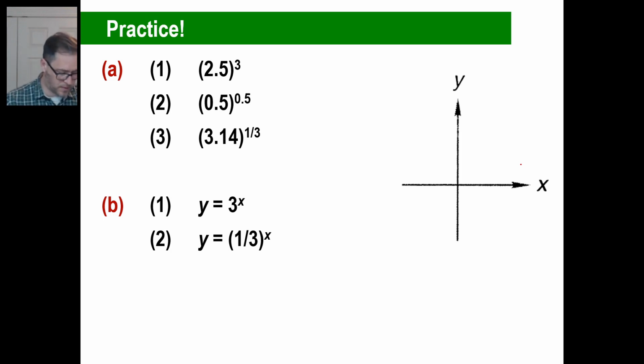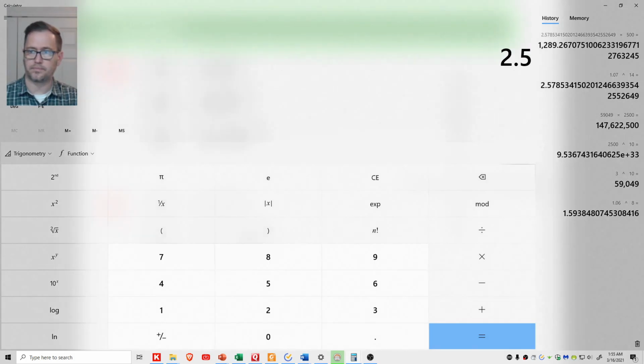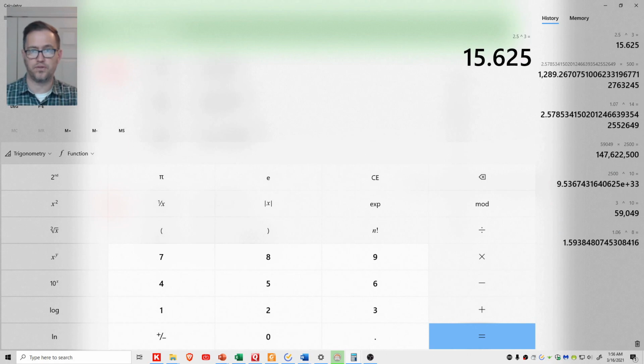Use your scientific calculator to figure out what this is. 5 decimal places, so we'll just do that together. Go ahead and pause it. Just try your calculator and do 2.5 to the 3rd power first. All right, x to the y power will be 3, and then your answer is 15.625.